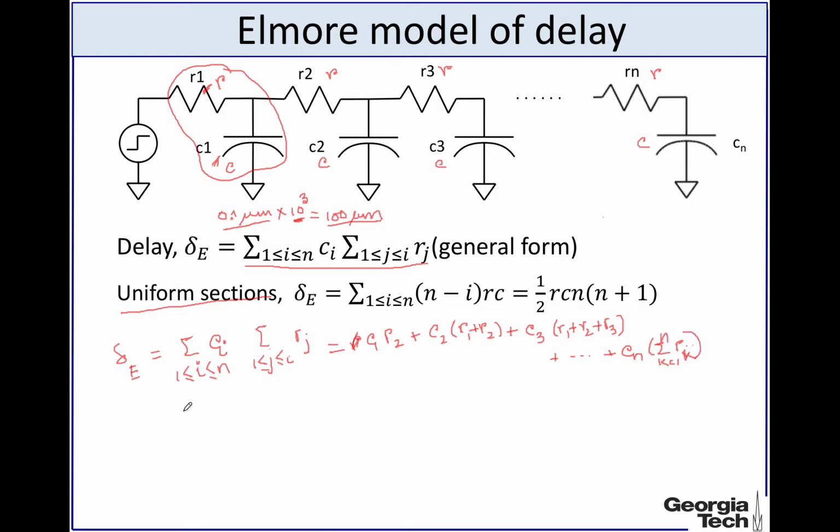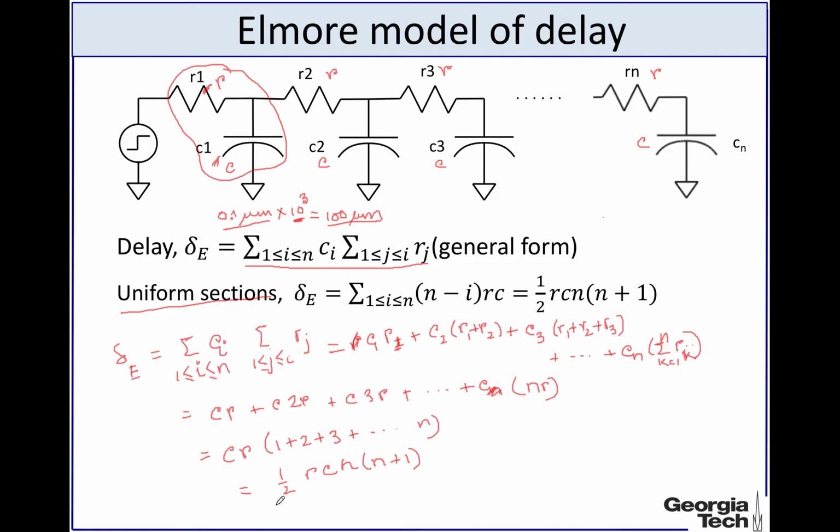Alright, so now all the C's are the same, so essentially you have C here and R, so this will be R1, so the first is C times R, the second one is C2, which is C, and R1 plus R2 is 2R, similarly C into 3R, and finally Cn is equal to C, and the sum of all the R's is simply nR. So then if you just multiply them, you get CR times 1 plus 2 plus 3 all the way to n, and this essentially gives you this equation, n into n plus 1.